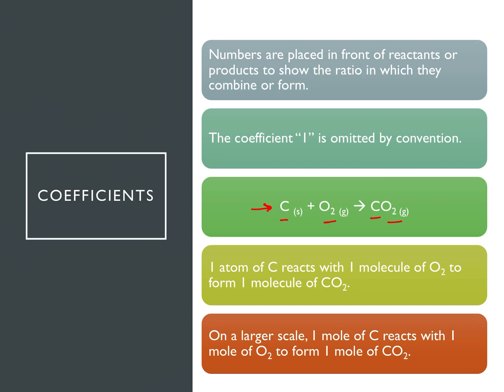We're never going to write the coefficient 1. We don't write 1s in chemistry. If something exists on your paper, that means there is an imaginary 1. But we're going to write all of the other numbers. So if we're looking at this on a small scale, 1 atom of carbon is reacting with 1 molecule of O2 to form 1 molecule of CO2. But on a large scale, we can think of these as mole ratios. 1 mole of carbon reacts with 1 mole of O2 to form 1 mole of CO2, which is usually more what we're going to use it for as we move forward.